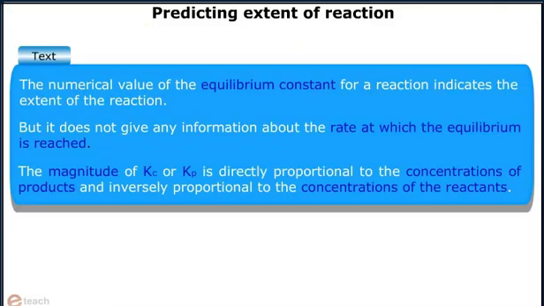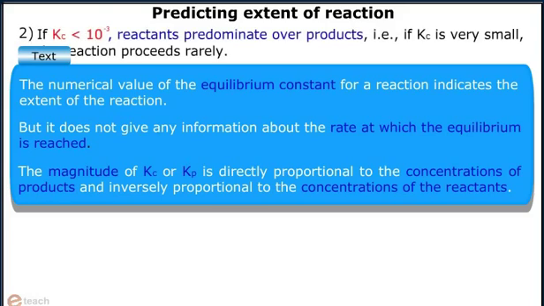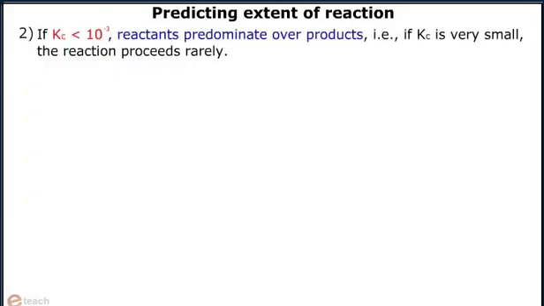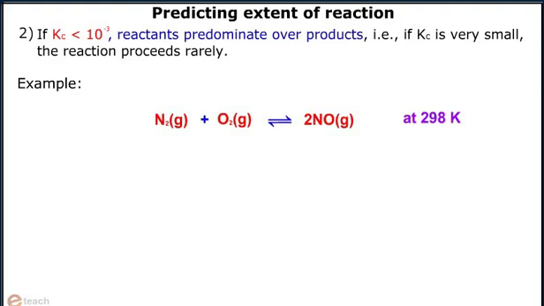The numerical value of the equilibrium constant for a reaction indicates the extent of the reaction, but it does not give any information about the rate at which the equilibrium is reached. The magnitude of Kc or Kp is directly proportional to the concentration of products and inversely proportional to the concentration of the reactant. If Kc is less than 10^-3, reactant predominates over products. That is, if Kc is very small, the reaction proceeds rarely.